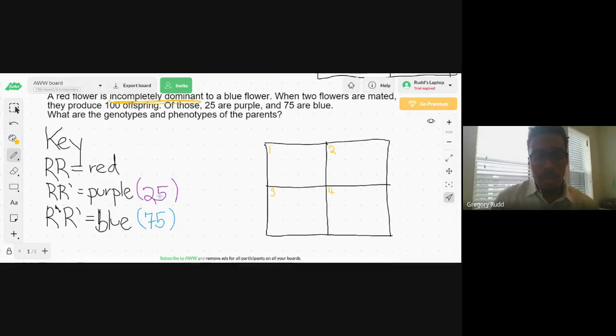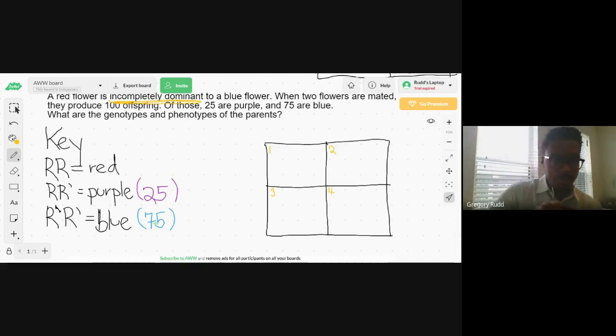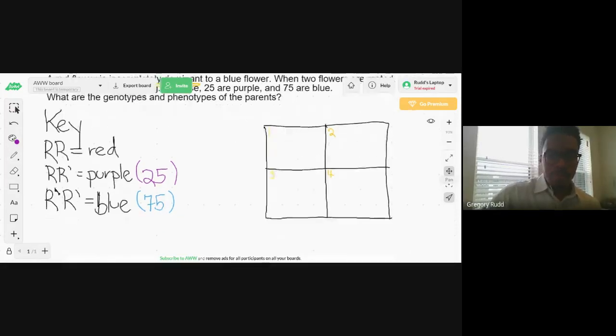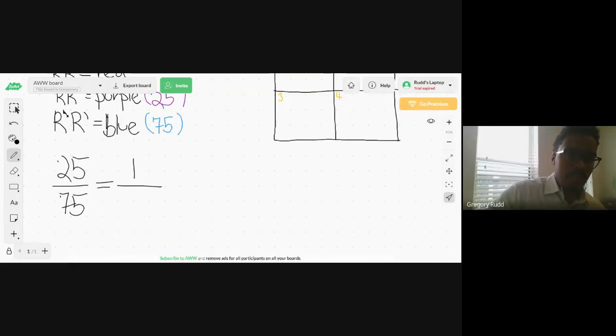Now, what does anyone notice about the ratio here, 75 to 25? What could that be simplified to? You said simplify 25 and 75? Yes. In other words, if I have a fraction 25 over 75, can I simplify that fraction? 1/3. Yes, good.